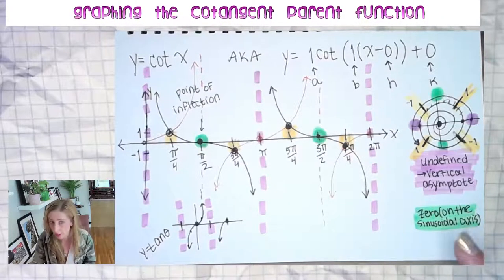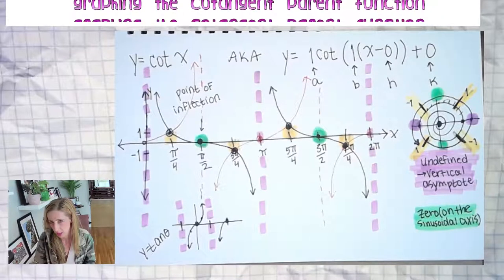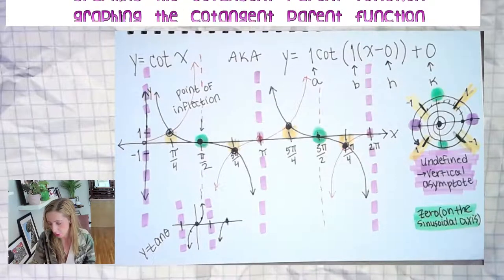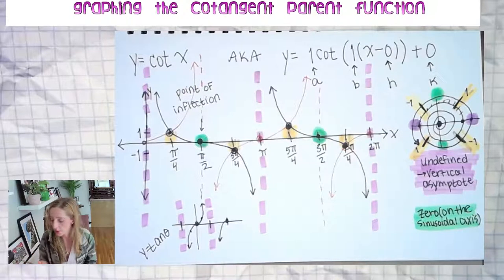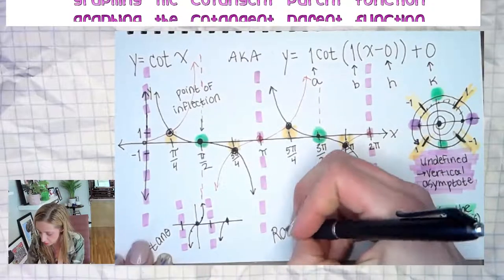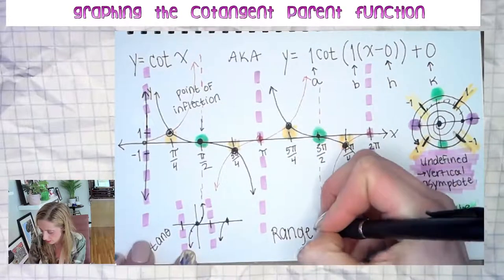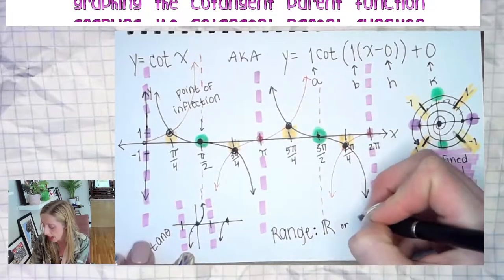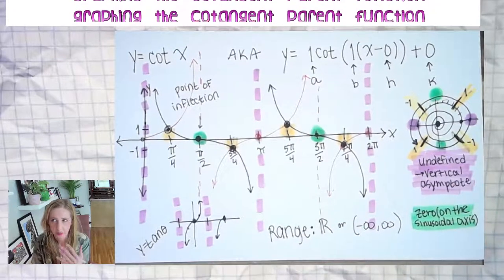Any questions on the parent function's shape for cotangent? Any questions there? Not yet? Okay, so let's just talk about domain and range a little bit here of cotangent, or at least the range. What's the range for cotangent? All real numbers? Yeah, it's going to be all real numbers. So you could do that little fancy R symbol, or we can write negative infinity to infinity. Now, it was the same for tangent.